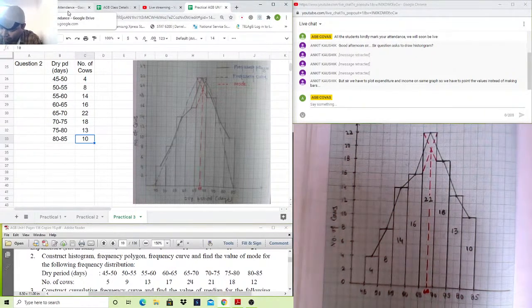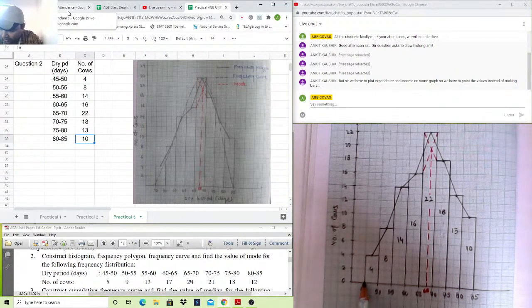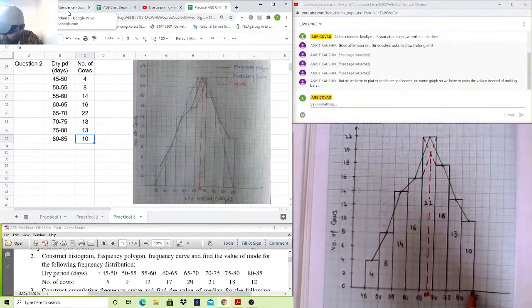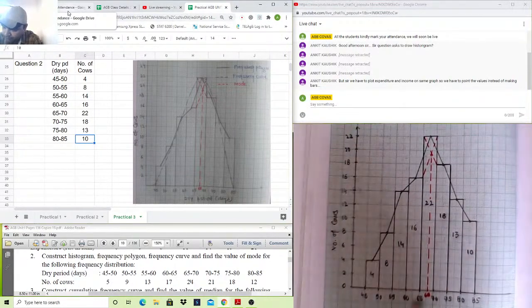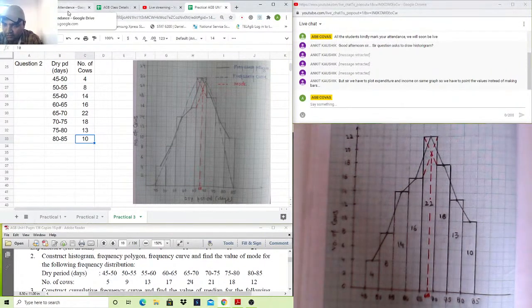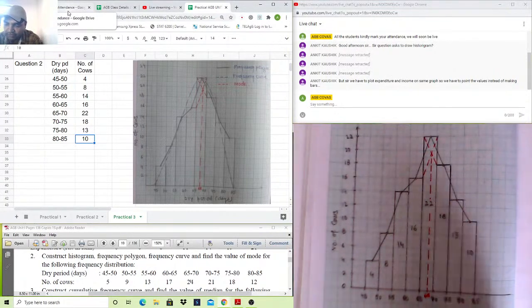Now we will be making a frequency curve. The difference between the frequency curve and the frequency polygon is that the frequency curve starts from the x-axis, from the lowest class interval up to the highest class limit. The second thing is that a frequency curve is drawn freehand. Instead of drawing it with a scale, we have to make it freehand.